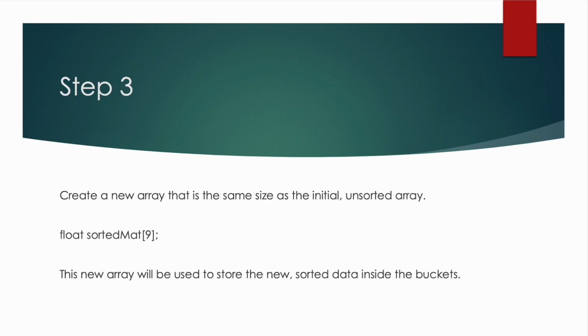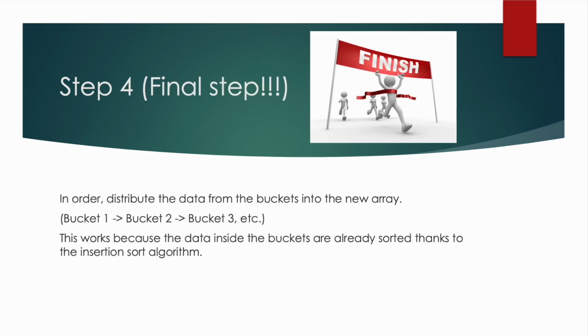Now on to step 3. Create a new array that is the same size as the initial unsorted array. So there's just a snippet of code on what that would look like. Now this new array will be used to store the new sorted data inside the buckets.